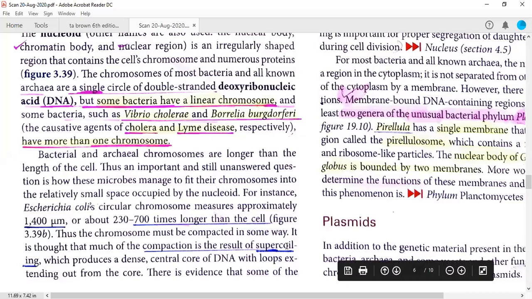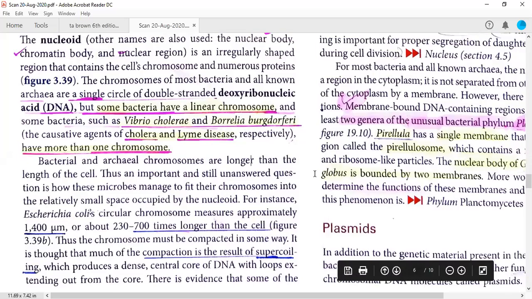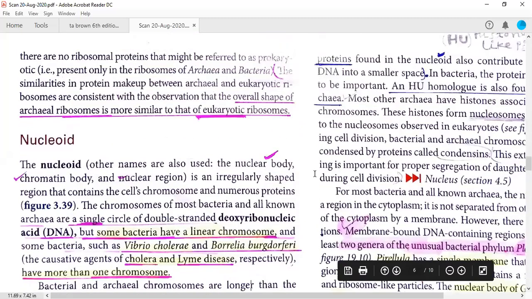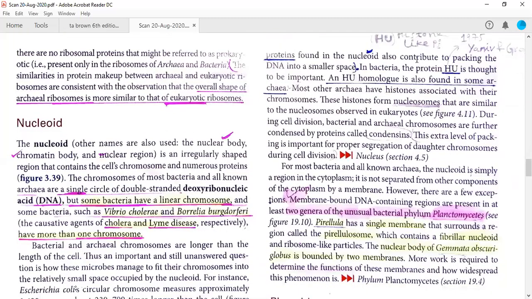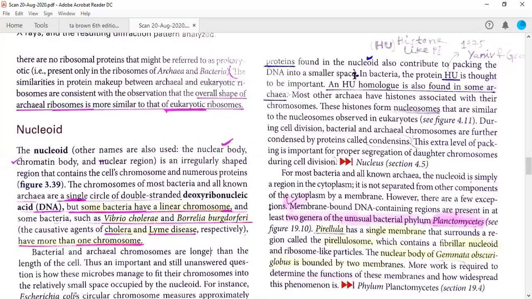So what other proteins do bacteria have, what can we call them? Bacteria actually have HU proteins. It is given here: the proteins found in the nucleoid region contribute to the packaging of DNA into a smaller space. In bacteria, this protein is called HU, discovered in 1975 by Rouviere-Yaniv and Gros. These are two scientists who discovered this HU protein, which is why it is called HU, because these are histone-like proteins.